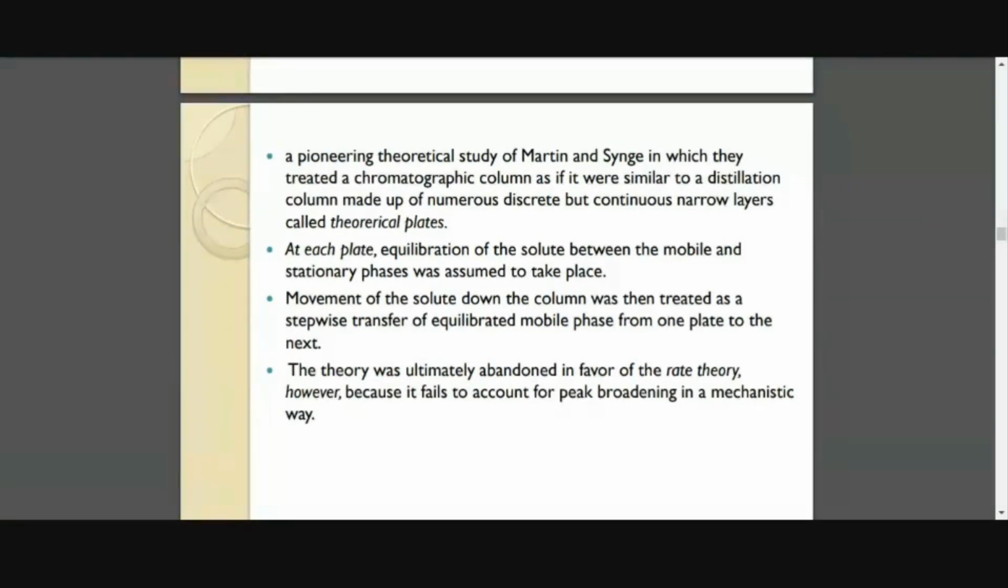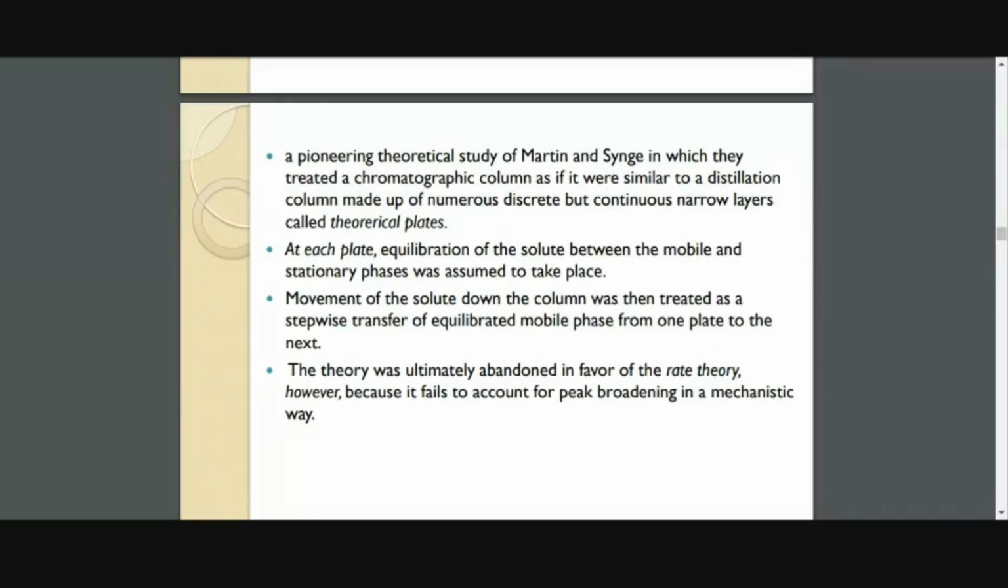The distillation column is what you set up in the chemistry lab for reactions. They treated the chromatographic column as a distillation column made up of numerous discrete but continuous narrow layers called theoretical plates. So when in the exam they ask for the definition of theoretical plates, you will write this particular terminology.